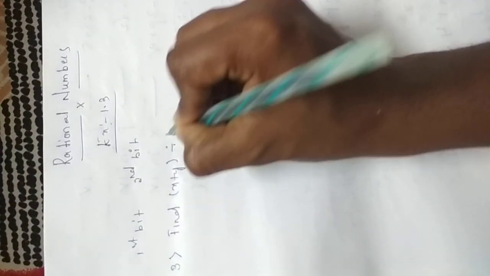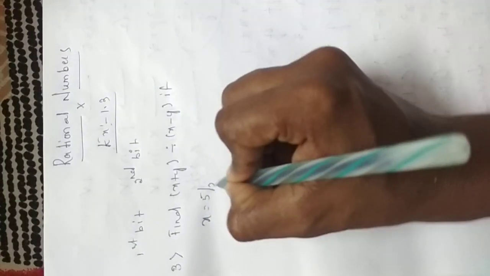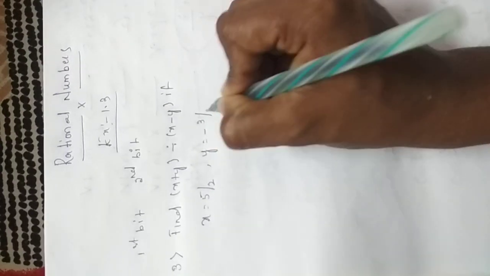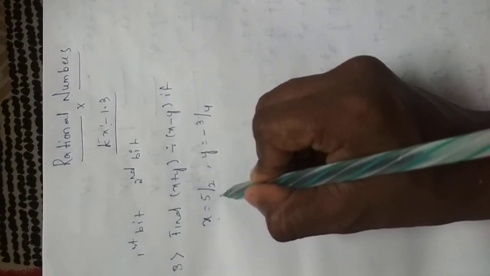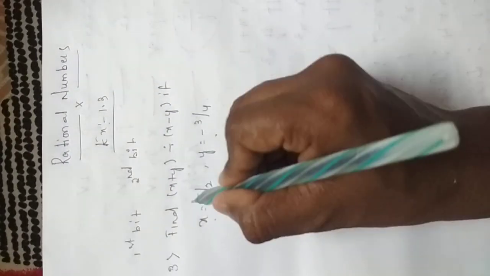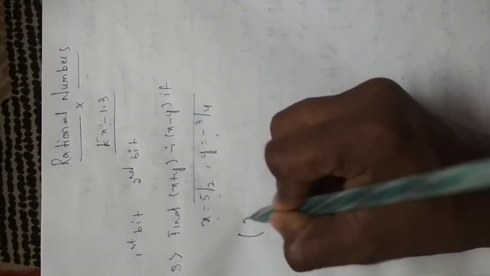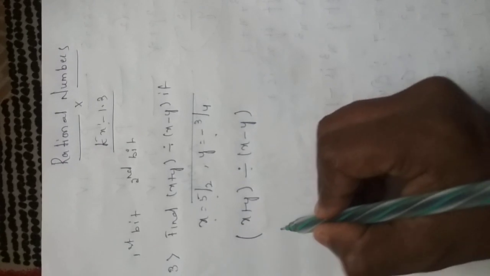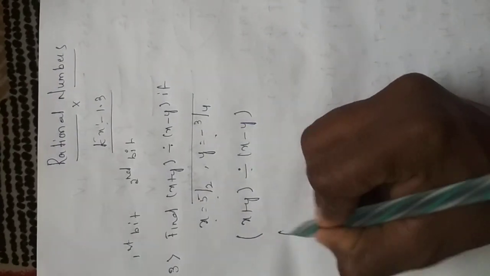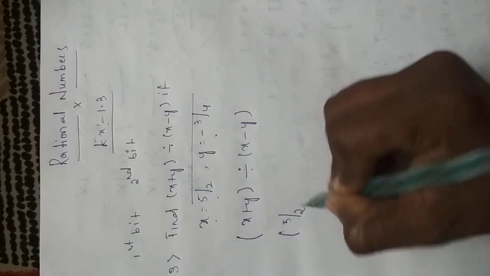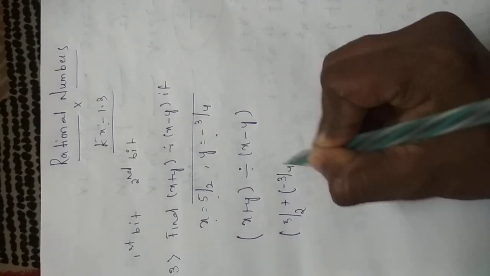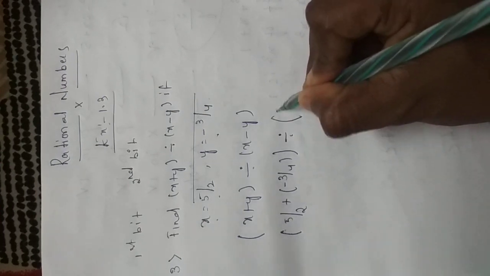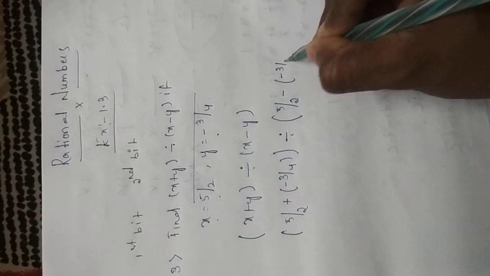Find (x + y) divided by (x - y) if x is equal to 5/2, y is equal to -3/4. In place of x, you have to substitute 5/2. In place of y, you have to substitute -3/4 in this expression. Okay, x plus y divided by x minus y. Now, in place of x, what do you have to substitute? 5/2 plus of minus y means 3/4, divided by 5/2 minus of minus 3/4.